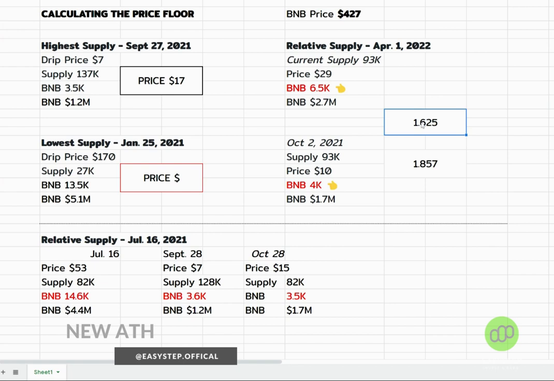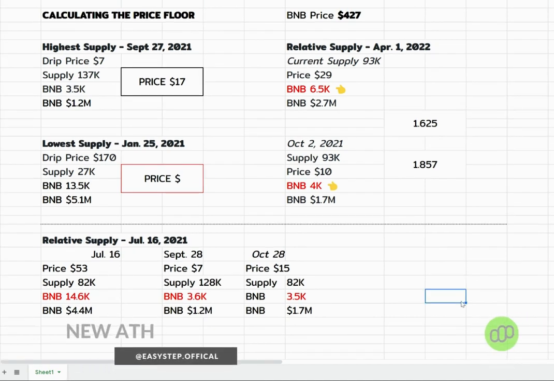And when we multiply this 1.625 by 3.5 thousand, that gave us a new BNB balance and a new BNB value, which gave us the price of $17. And this $17 was our new price floor based on the rate of growth at 1.625. So this is what we did to calculate the price floor of DRIP. And what we're going to do now is basically apply this same rule in reverse to find the new all-time high for DRIP. So let's do that.